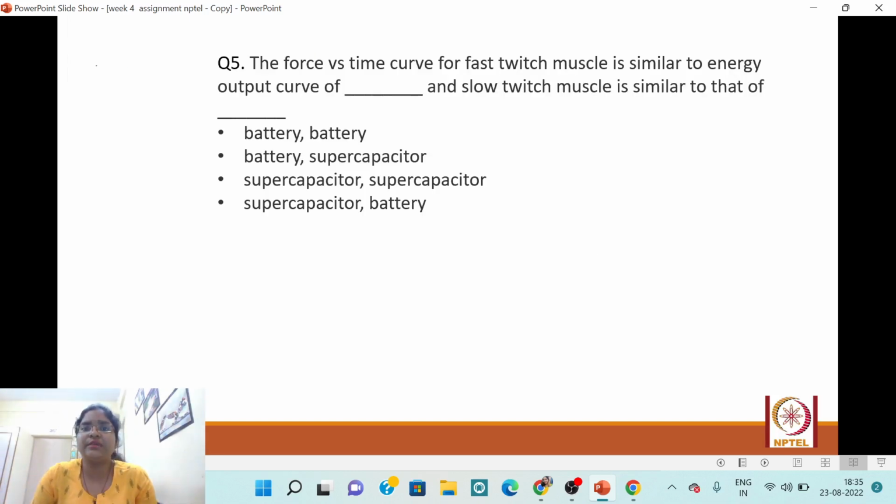The force versus time curve for fast twitch muscle is similar to the energy output curve of blank, and slow twitch muscle is similar to that of blank. Okay, the question is a little big, so please read it carefully and then answer. The options are battery, battery; supercapacitor, supercapacitor; or supercapacitor, battery. So this is a comparison of fast and slow twitch muscles with supercapacitors and batteries.